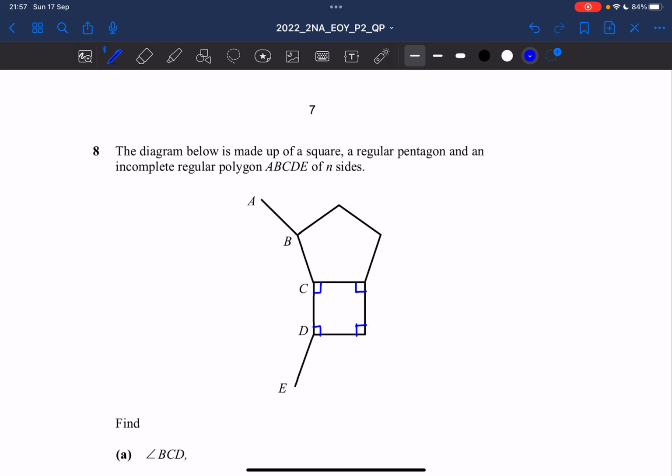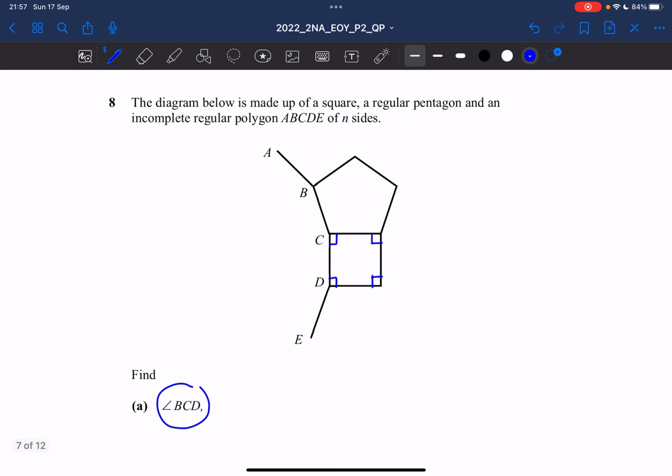Okay, so first question, they ask us to find angle BCD. So angle BCD is here. You notice there's a point here, right? So these three angles are angle 1, angle 2, angle 3. They add up to 360 degrees. Okay, so what we need to find is this angle here. Let's say this is angle X.